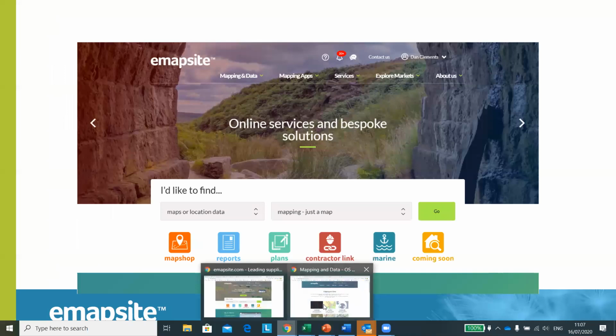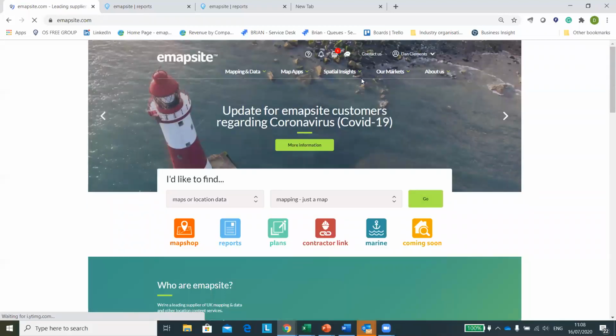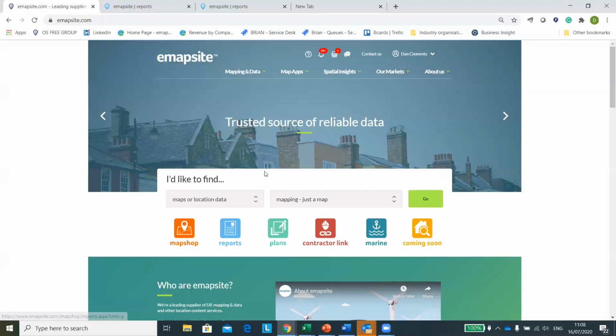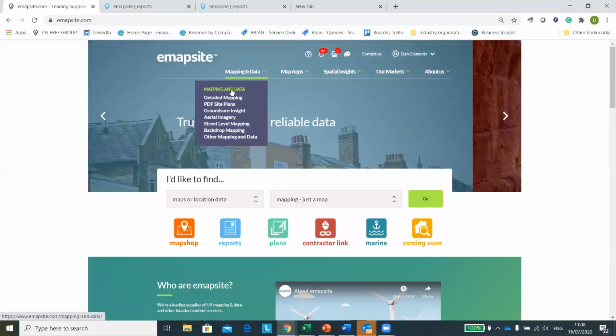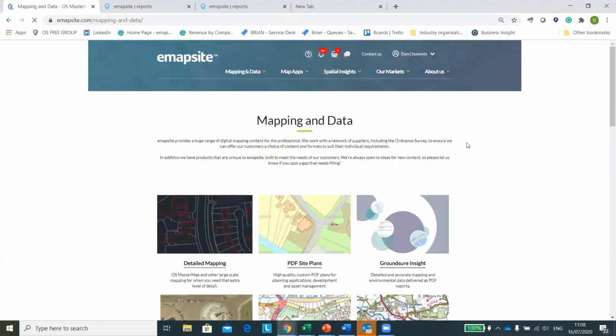Just as a reminder, if you haven't been into Emapsite for a while, this is the homepage. So this is our homepage, and you can obviously log in and go straight into the platform. You can order your mapping or your reports, and this is where I want to focus our efforts today. Just as a reminder, to get a sample of the reports that Stephen's talked about today.